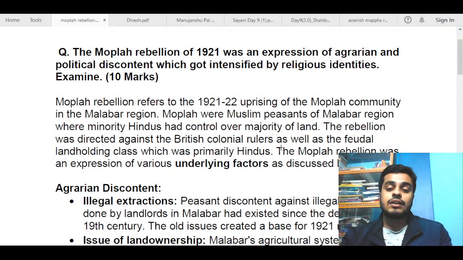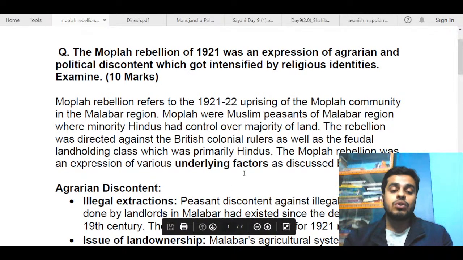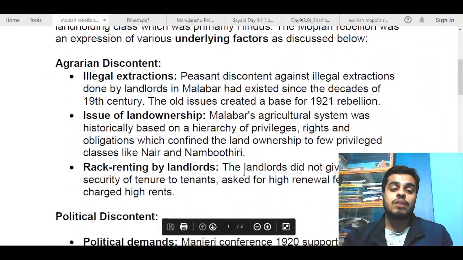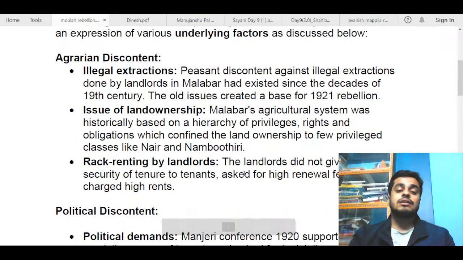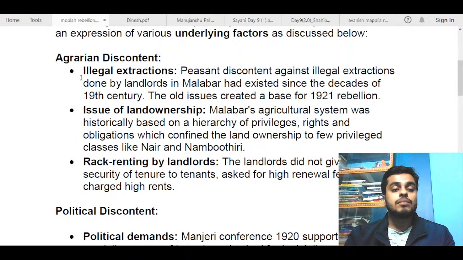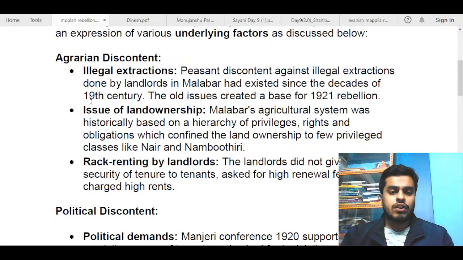Next, I have written this linking statement that the Moplah Rebellion was an expression of various underlying factors as discussed below. And after that, I've gone on to talk about the factors. Now again, in the factors, I've just picked out subheadings from the question itself. For example, the first part is about agrarian discontent. So in agrarian discontent, what all could you have written?